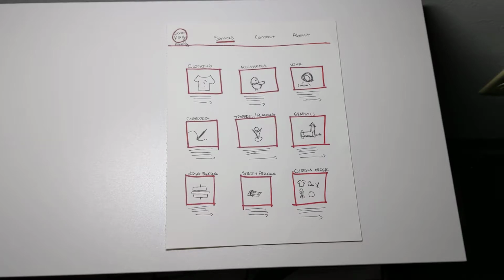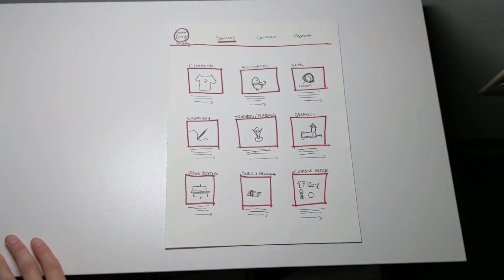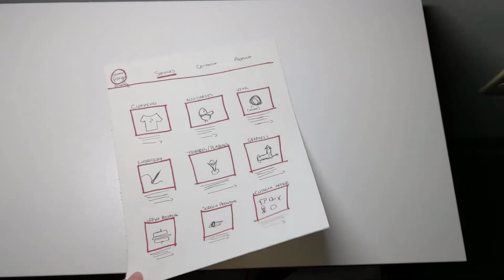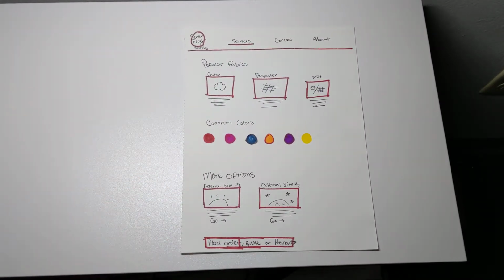So after they pick the services, they'll realize that they want a shirt and click clothing. These are all just descriptions of things, just because some of their services are a little bit technical, such as offset printing and screen printing. So it might be nice for the user to be able to read a little bit about what they might want that for. But after they click clothing, then they would be on this page where they can see some of the popular fabrics, common colors.